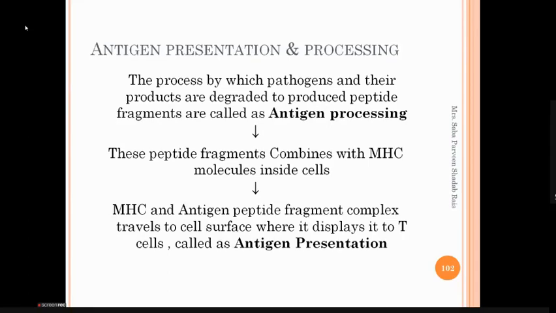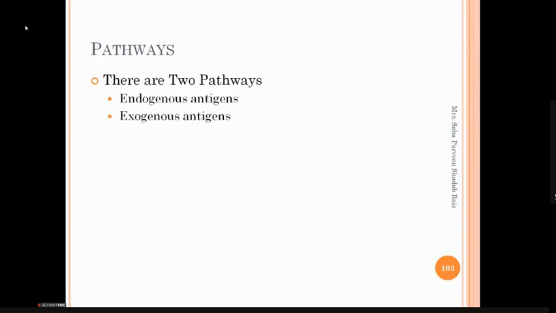This whole process we are going to discuss in two ways. One pathway is the endogenous antigen, the antigen which hides inside the cell, and the other is exogenous, which does not replicate inside the cell; it moves or increases its number outside the cell. So both types of antigens are taken care of and presented. Both pathways we will discuss under these three points only. We will first learn about peptide fragment formation, then combination with the MHC molecule, and thereafter their presentation.